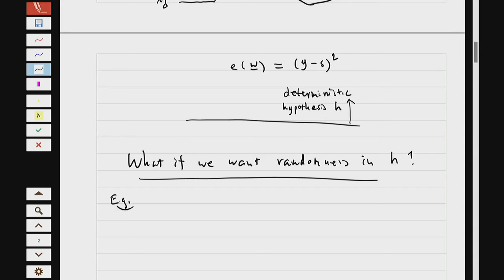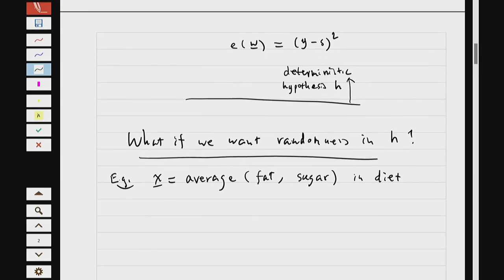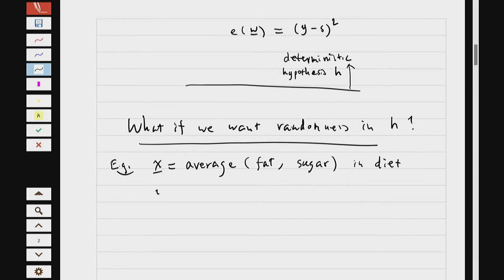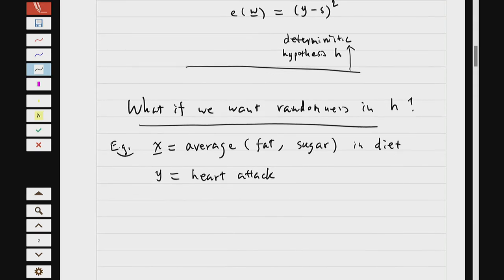A quick example, let's say the input is a patient, or any person, in fact. Let's say the average fat and sugar in this person's diet, per year, per day, doesn't matter. The details are not important. We are not real doctors here. Let's say the output is heart attack, again, could be heart attack within the next 10 years, or within the next year, and so on. Details are not important, but that's the label that we want to assign to this person based on what kind of food they eat.